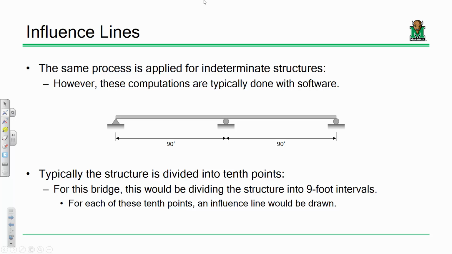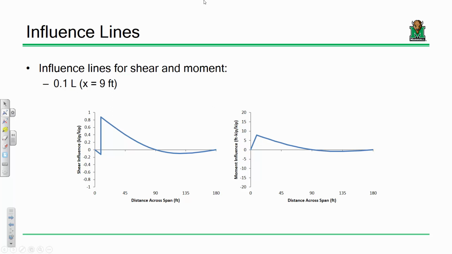So for this bridge, you'd have a section that's cut at 9 foot, 18 foot, 27 foot, and so on. For each of the points, an influence line is drawn, okay? So these are what those influence lines would look like on a structure like this. This is an influence line at 9 foot, 18 foot, 27, 36, 45, 54.